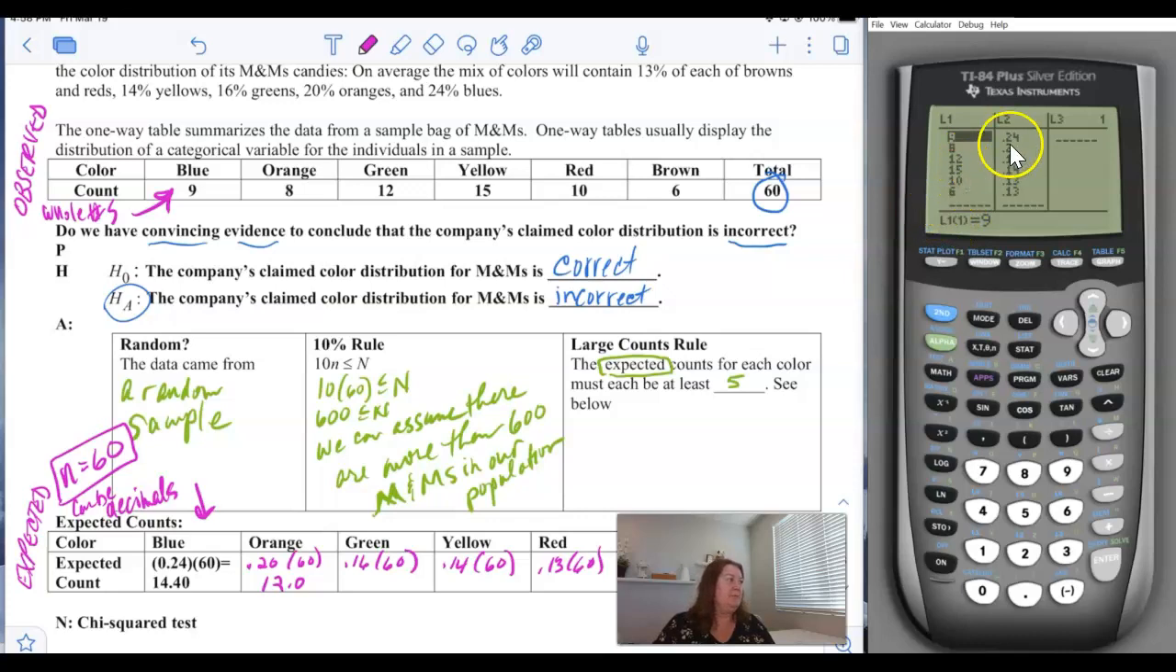Okay, that's just list 1. In list 2, I put all the percentages that match with those different colors. So I have to look at my paper and say blue is the first one, blue should be 24, and I'm putting them in as a decimal.